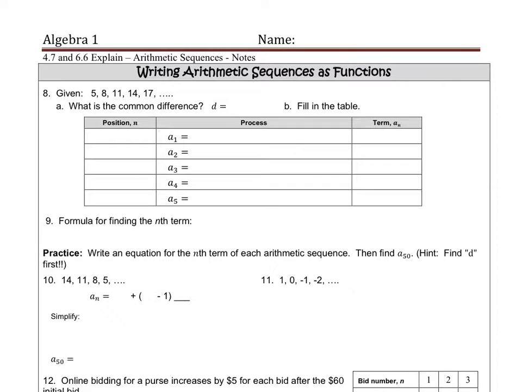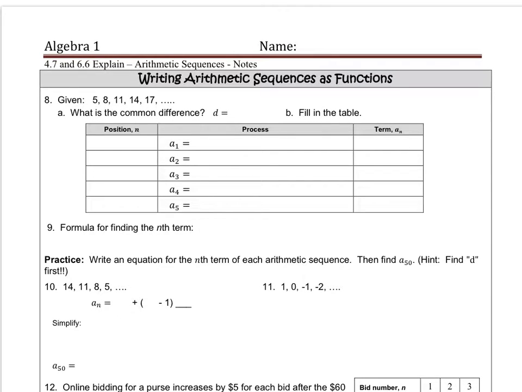So now, looking at our arithmetic sequences, let's figure out what the structure, what the pattern is, so that we can come up with a rule to find any term. We've been given a sequence, and we can look from 5 to 8 is plus 3, from 8 to 11 is plus 3, 11 to 14, 14 to 17 is plus 3, so my common difference is positive 3.